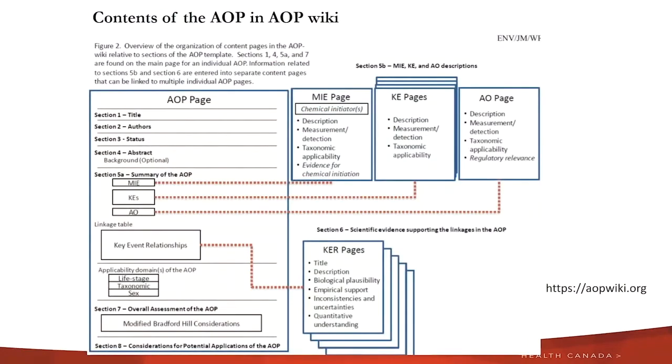Here is a slide showing the contents of an AOP in the AOP Wiki. It contains an elaborate amount of detail regarding a disease process. You can see that there are specific pages for the MIE, KE, and the AO, and apart from describing these different KEs, you also have life stages, taxonomic applications, sex applications, etc. And then you also have an overall assessment of the AOP, a quantitative assessment page, and consideration for potential application of this AOP in a regulatory context. You can find more detailed guidance and training materials about building an AOP, if you're interested in submitting one, on the AOP Wiki site.